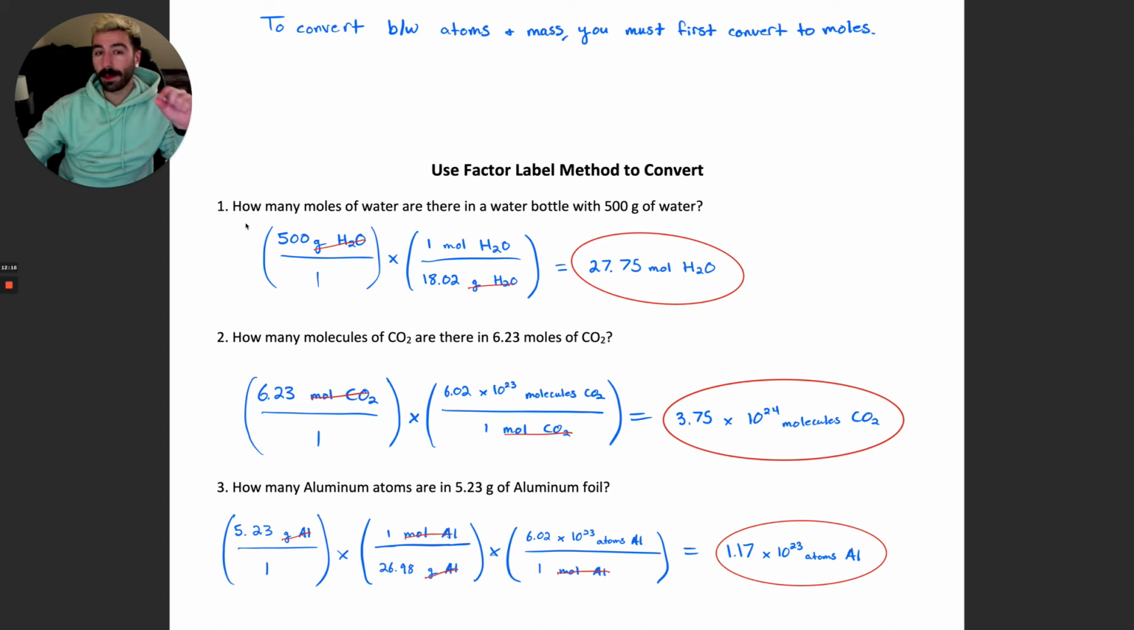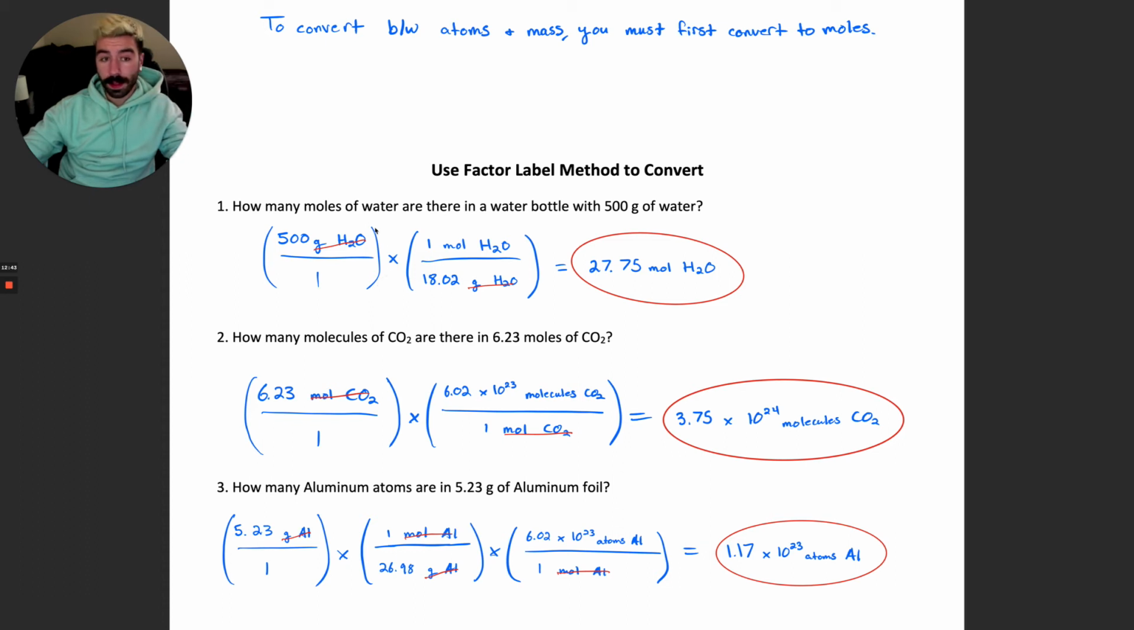The first one says, how many moles of water are there in a water bottle filled with 500 grams of water? So that's half of this water bottle. How many moles of water are there in a water bottle half that size? So we start just like we did doing any factor label method stuff. We start with what we know, what we have. 500 grams of water. And I put it over 1.